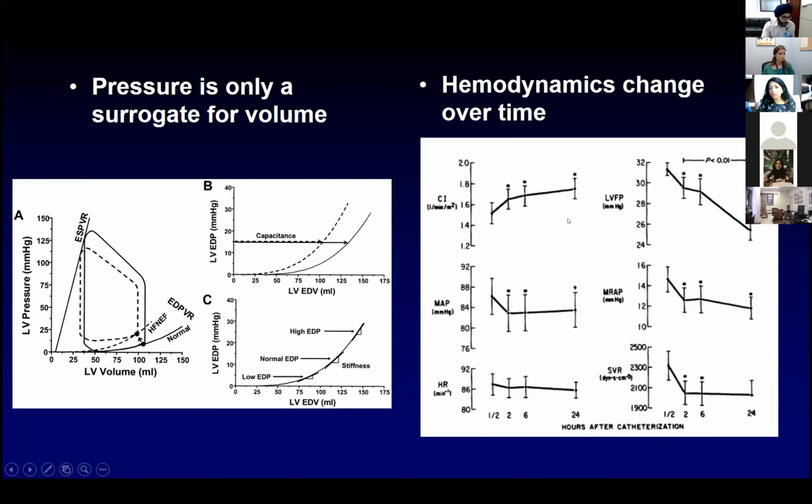The other important thing to remember is that hemodynamics change over time. So even a few hours after performing the right heart catheterization, there can be changes in the hemodynamics that you obtained. So if you just do it once, you're only getting a snapshot. And if it's really needed, for instance, in certain patients with cardiogenic shock, an indwelling PA catheter can really help guide management because you're getting real-time information about the hemodynamics.